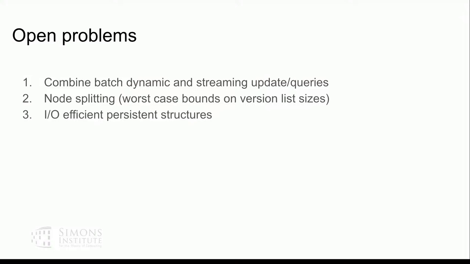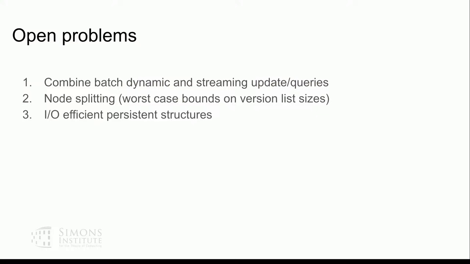So there's sort of some open problems. In fact, there's many open problems. These are just the three that came to mind this morning. So in the streaming update model, the operations we're doing on the graph are actually standard static algorithms, like running min-spanning tree on the graph, and we're more concerned about how to maintain them properly as we're doing updates, so they see a consistent view.